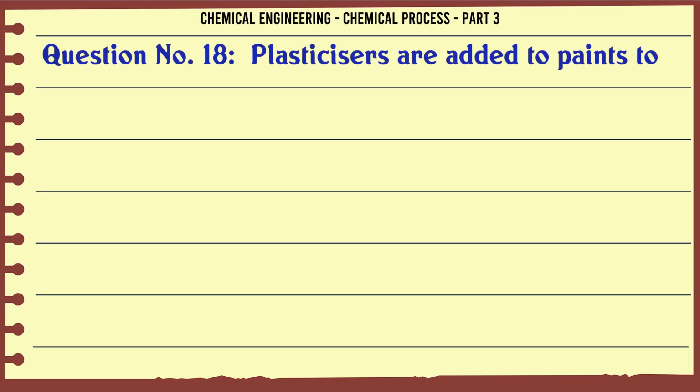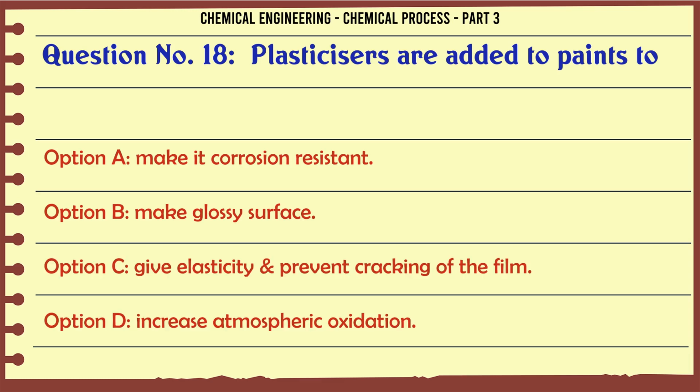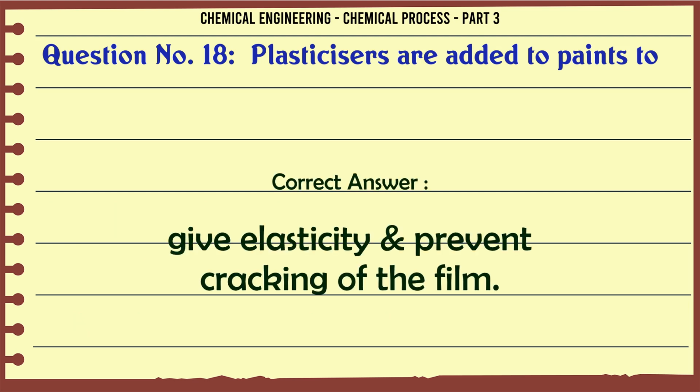Plasticizers are added to paints to: A. Make it corrosion resistant, B. Make glossy surface, C. Give elasticity, prevent cracking of the film, D. Increase atmospheric oxidation. The correct answer is give elasticity, prevent cracking of the film.